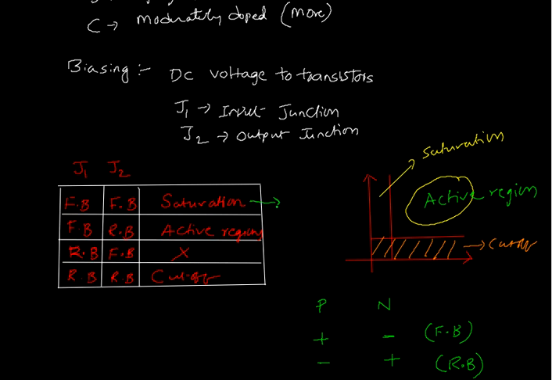In the saturation region, it will work as an on switch, and in the cutoff region, it will work as an off switch. That means you can use a transistor as a switch. It is one of the main applications of the transistor.